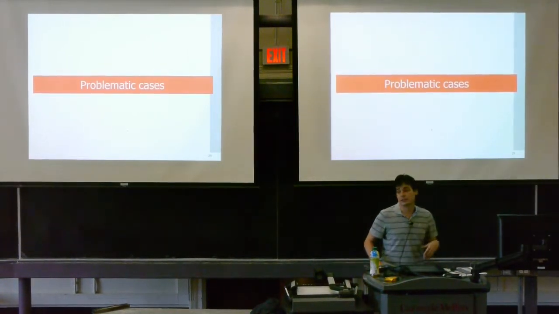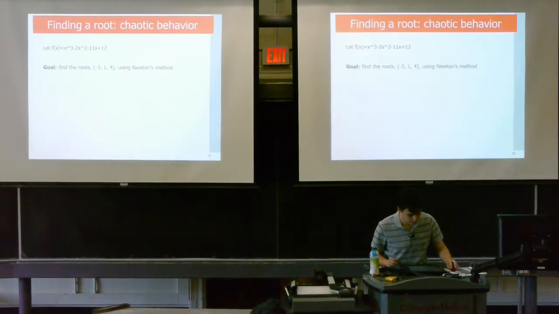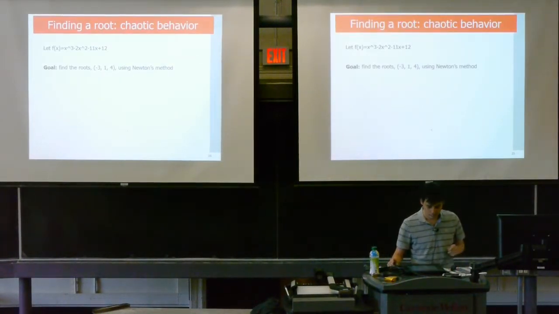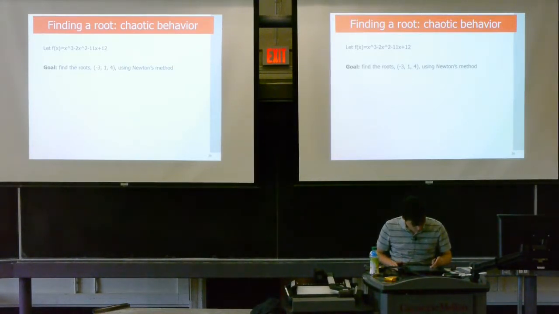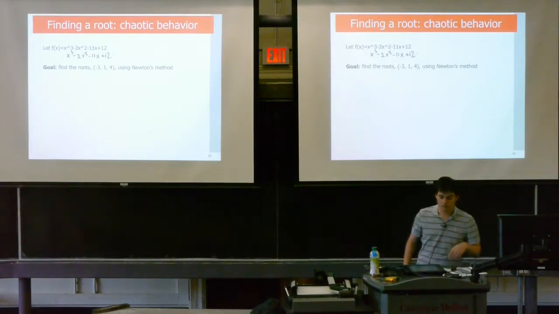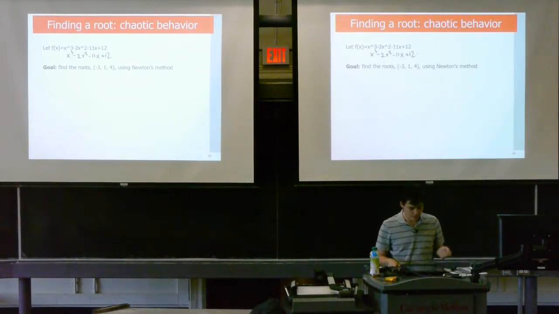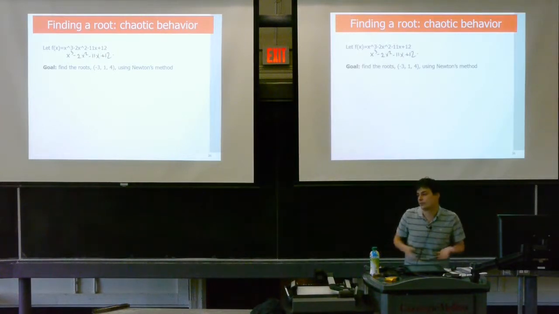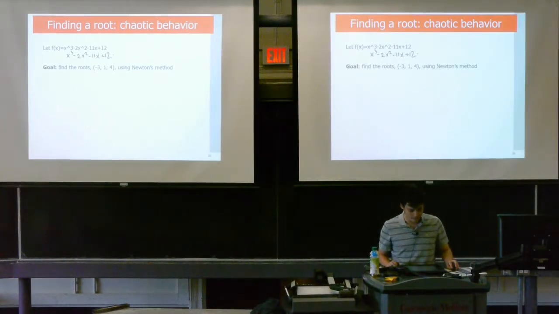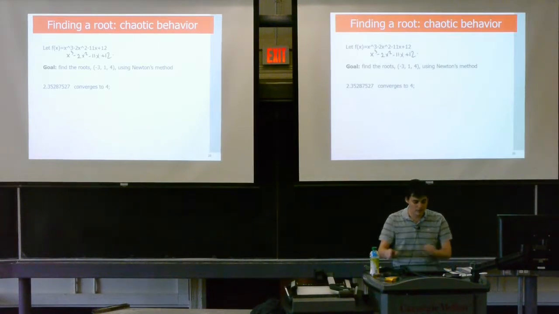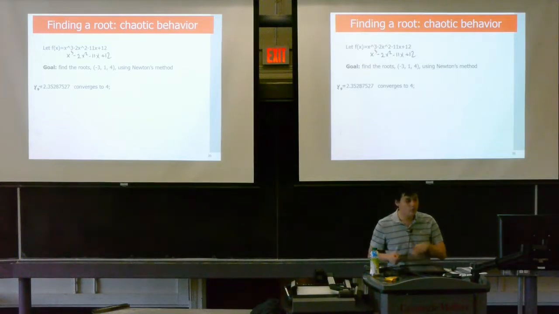Okay, so let's see a few problematic cases. What can happen? Here is a function, a third-order polynomial, and you can check that its roots are at -3, 1, and 4. We want to find the roots of this polynomial. So this is what happens if we start from x0, this point. Then the Newton method would converge to 4. We are happy, that's a root.